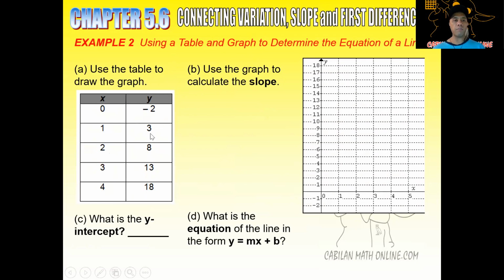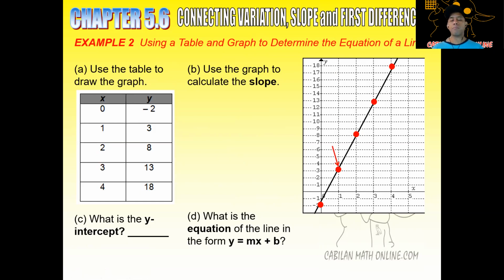All right, so let's plot the points first. Starting off with (0, -2), (1, 3), (2, 8), (3, 13), and (4, 18) up here. All right, and let's connect those with a straight line. So for part B, it says use the graph to calculate the slope. Again, we could have used rise over run. Notice the numbers are going up by 1. Like I said, we can do it, and you can do it for this example. However, I do want you to get used to using the fancy formula, so we're going to use that.